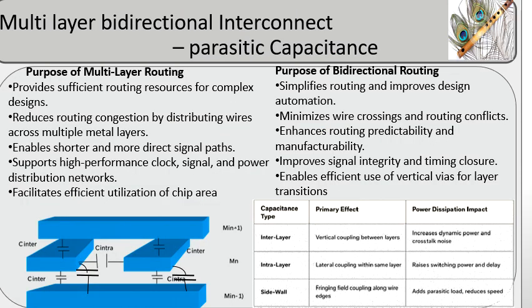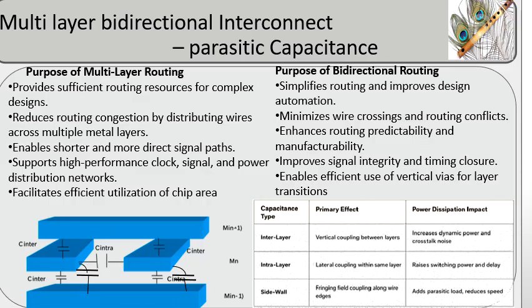To maximize routing density and minimize chip area, modern designs employ multiple stacked metal layers for signal and power routing. Closely spaced interconnects within the same metal layer create lateral or intralayer coupling capacitance, while overlapping conductors on adjacent metal layers generate interlayer capacitance. In addition, the vertical sidewalls of neighboring metal lines form sidewall capacitances, which become increasingly significant as technology scales.